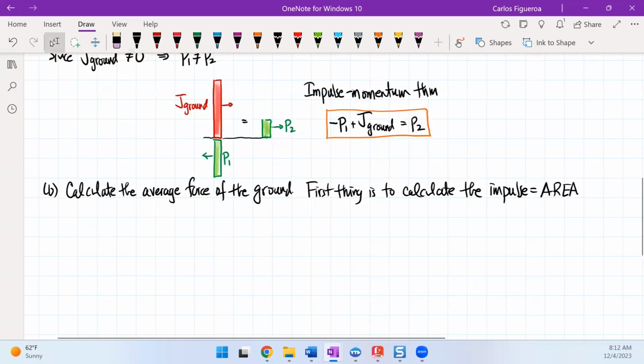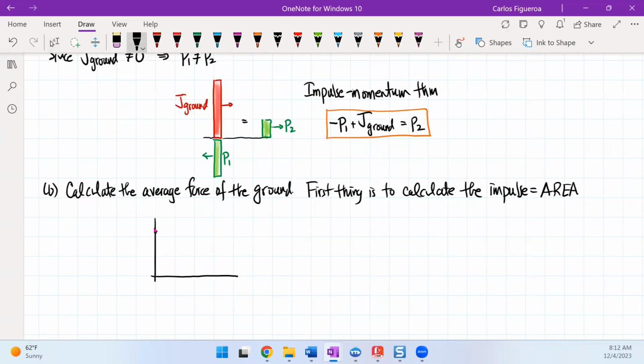So when I look at that, how do I calculate the area? Well, according to our picture, it's going to look something like this. I have an impulse that starts at 2 milliseconds. It rises up, and then it turns off at 6 milliseconds. And it reaches a maximum force of 1,000 newtons. So this is our force, and this is our time. So the impulse, by definition, has to be the area.